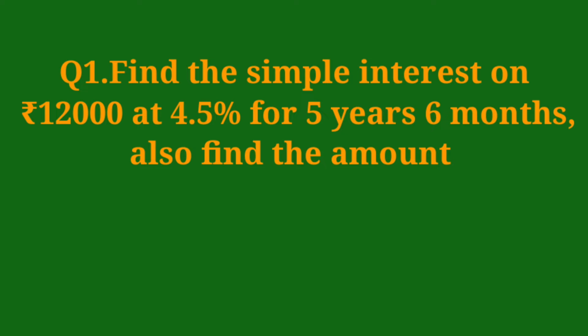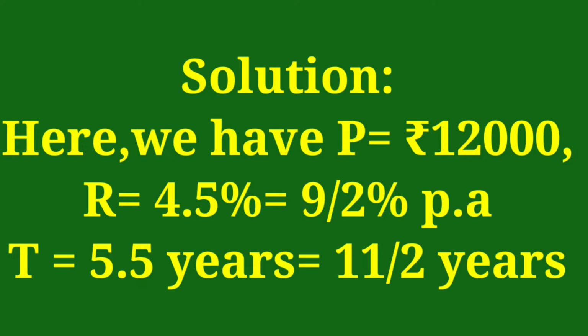Sum number 1. Find the simple interest on rupees 12,000 at 4.5% for 5 years 6 months. Also find the amount. Solution. Here we have principal equals 12,000 rupees, rate equals 4.5, that is 9 by 2%, time equals 5.5 years, that is 11 by 2 years.